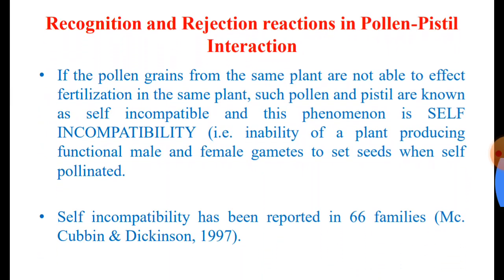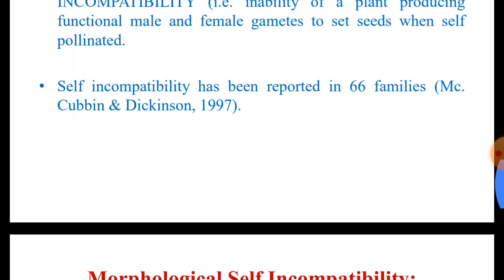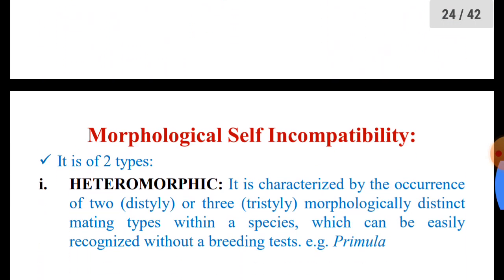Now, recognition and rejection reactions in pollen pistil interaction. If the pollen grains from the same plant are not able to effect fertilization in the same plant, such pollen and pistil are known as self-incompatible, and this phenomenon as self-incompatibility, that is, inability of a plant producing functional male and female gametes to set seeds when self-pollinated. Self-incompatibility has been reported in 66 families. This was reported by Mc Cubbin and Dickinson in 1997.